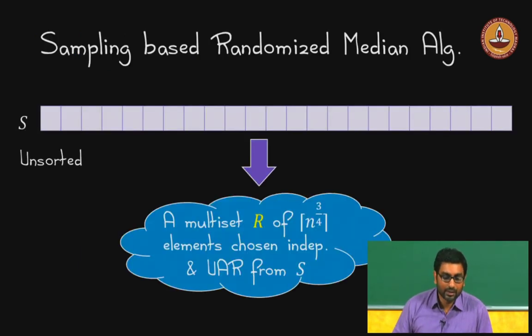And let us recall the algorithm, and keep in mind that there are 3 major objects in this algorithm that interplay. There is the set S, or the array S, if you will. It has the elements from which you need to find the median. That is the input set. And then the first thing that happens is you sample a multiset R. So, that is the second object. You have a multiset R, and it is of size n to the 3/4. These are elements chosen uniformly and independently at random from the set S. This is the sample.